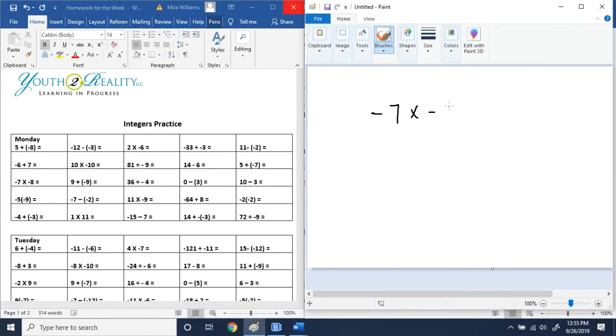Negative 7 times a negative 8. Multiplication rule: two negatives equal a positive. 8 times 7 is 56. It can also be written negative 7 times negative 8, where the number is directly beside the parentheses. This is also 56, or it may be written with an asterisk. All these signs mean multiplication.